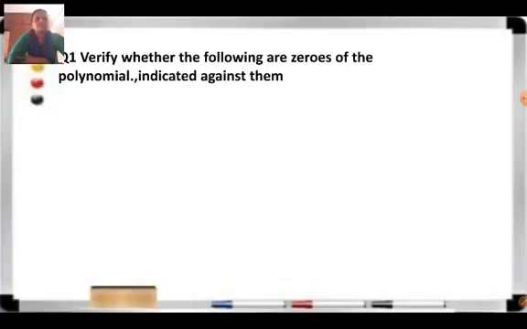Let us see the first question. P of x. Generally the polynomial is represented by P of x. P indicates the polynomial, and x means the polynomial is in the variable x. Therefore it is written as P of x, P in the bracket x, and we read it as P of x. Now what is the question? P of x equal to 3x plus 1, where the x value is given as minus 1 upon 3. Is minus 1 upon 3 a zero of the polynomial or not?